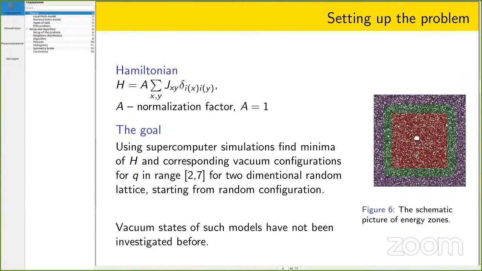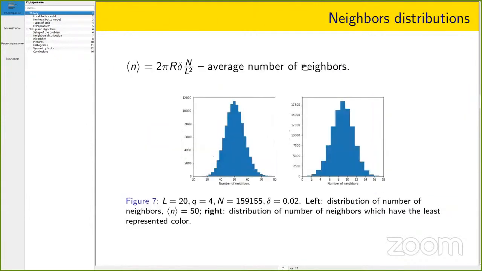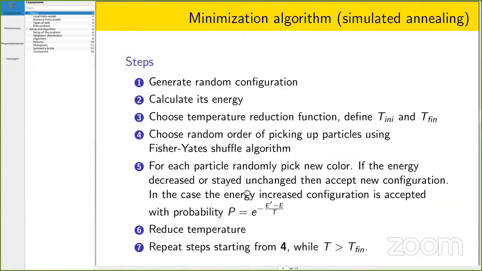With all of this, let's discuss one of the crucial parameters of the model, the average number of neighbors. It has a Gaussian distribution. It can be adjusted by choosing the appropriate parameters: the size of the area, the number of particles inside, the width of the interaction ring, and we decided to fix the number at 50. It's enough to investigate the basic properties of the model, but at the same time, it allows us to make calculations in reasonable time. Now let's move to discussing the minimization algorithm.